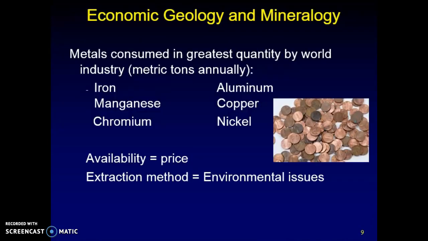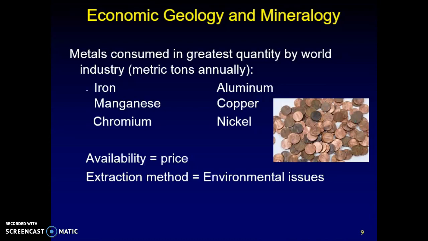There's economic geology and mineralogy, which is a field of science looking at the value of rock, or rock minerals, etc. So when we look at metals, these are the 6 main metals that we consume in the largest quantities, the top 6. You've got iron, manganese, chromium, aluminum, copper, and nickel. Those metals are consumed in the greatest quantity globally, but they're not available globally. So the availability of those metals is what dictates your price.